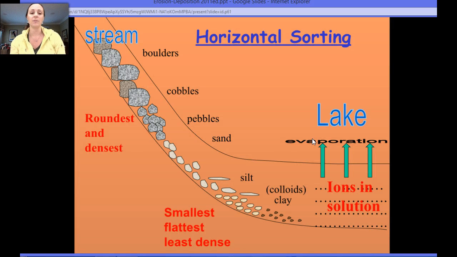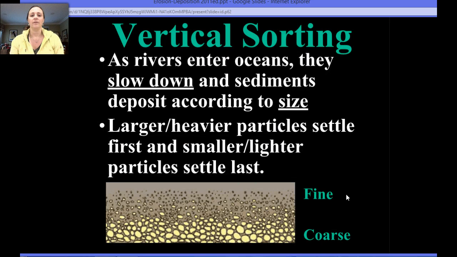And here's just another picture of it. As it slows down, it will drop the boulders, the cobbles, and pebbles. Sand, silt, and clay will get carried a little further down and into the lake, and eventually only the smaller particles that are so fine that they're almost dissolving are being carried by solution. So this brings us to vertical sorting.